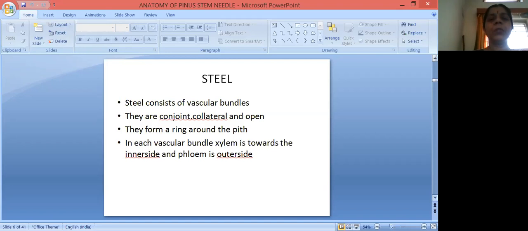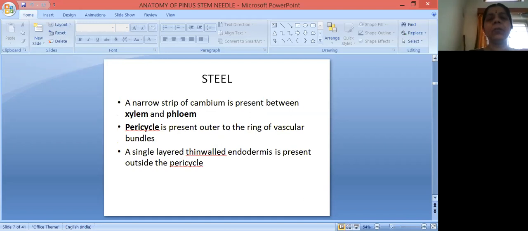And phloem is responsible for the translocation of carbohydrates which are synthesized. So, presence of cambium in between xylem and phloem makes such vascular bundles open type. A narrow strip of thin-walled cells forms a strip-like structure, and that is known as cambium. The cambium is present between the xylem and phloem of each and every vascular bundle. The presence of this cambium leads to secondary growth.